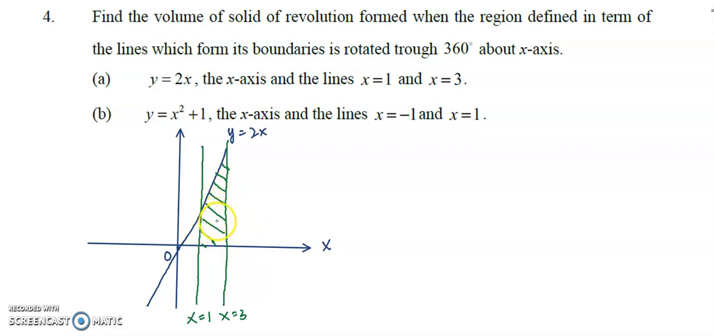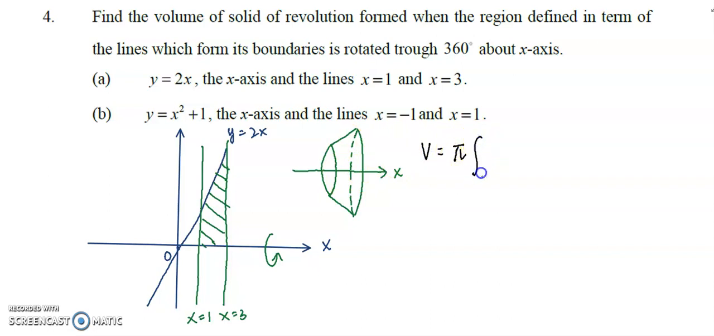And if this region is rotated about the x-axis through 360 degrees, what is the solid that we can get? We will get a solid, something like that. And this is the axis of rotation, the x-axis. So when this region is rotated about the x-axis, you will get a solid like this. And now we're going to find the volume of this solid, for which I will stick to the formula.